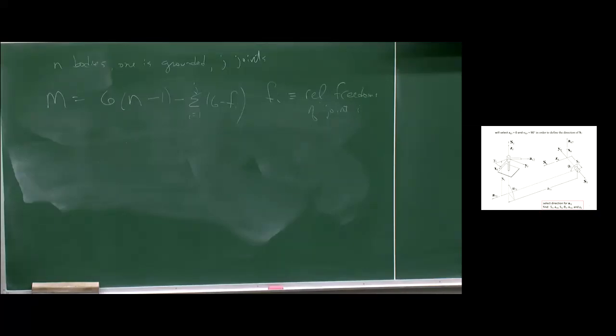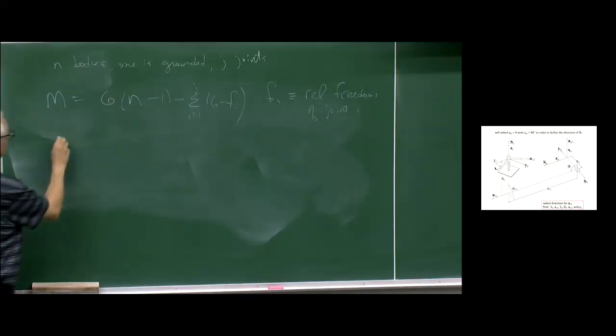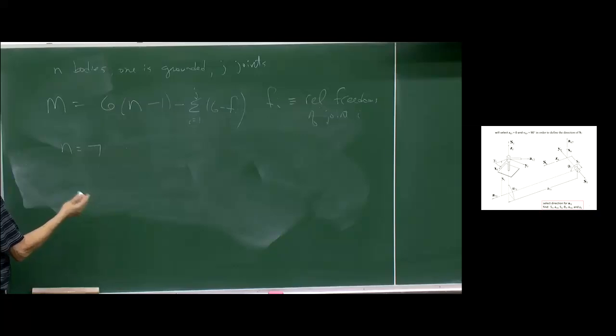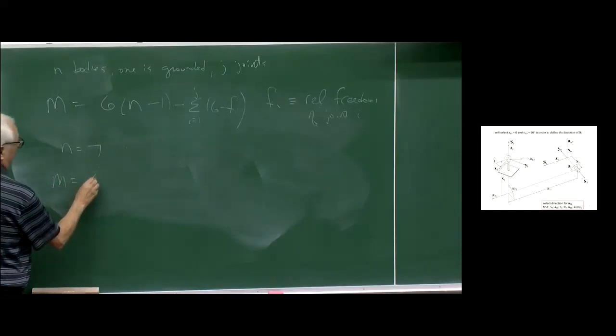So if we look at the robots that we've been doing, I'm just going to go with the revolute joints, but we had 7 bodies, one of which connected to ground. I had 6 joints. The F sub I is 1 for all of those. So let's see what this equation comes out with. It better come out with 6.